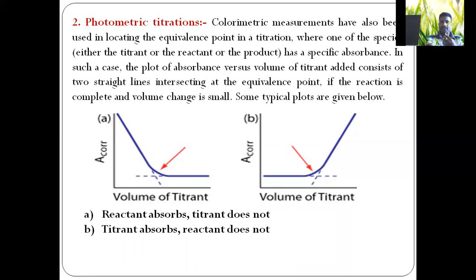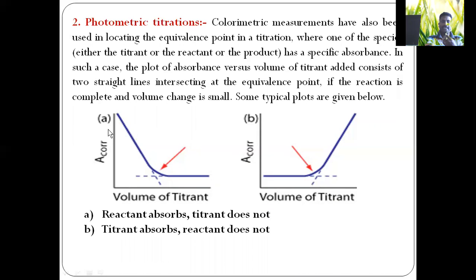ion is measured. In such a case, the plot of absorbance versus volume of titrant added consists of two straight lines, as shown in these two graphs, intersecting at the equivalence point. This is the equivalence point here. At the equivalence point, the reaction is complete and the volume change is very small. Some typical plots are given below.